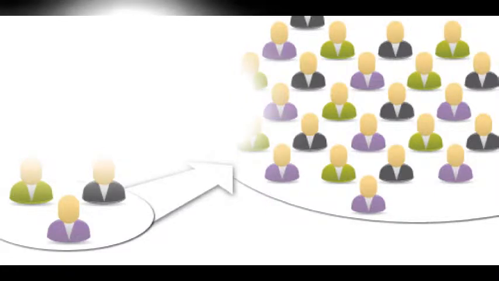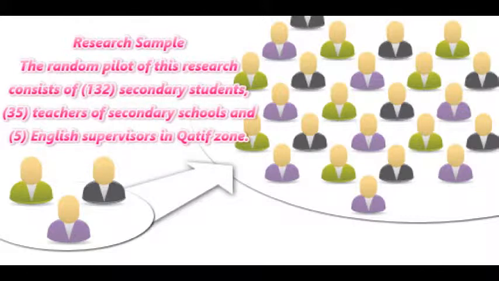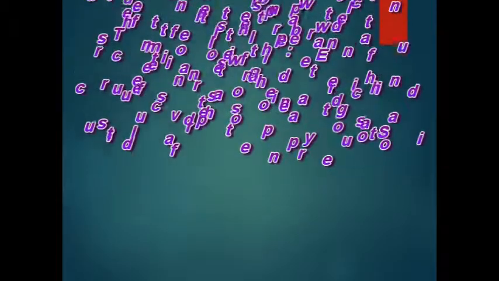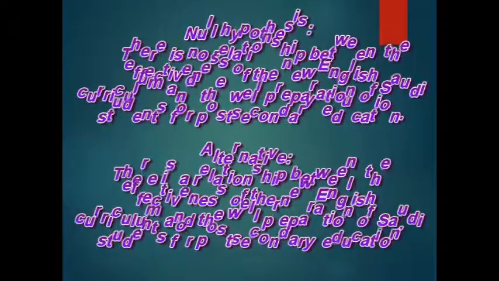Research sample. The random pilot sample of this research consists of 132 secondary students, 35 teachers of secondary schools and 5 English supervisors in the Qatif zone. Research hypothesis. Null hypothesis: there is no relationship between the effectiveness of the new English curriculum and the good preparation of Saudi students for post-secondary education. Alternative: there is a relationship between the effectiveness of the new English curriculum and the good preparation of Saudi students for post-secondary education.